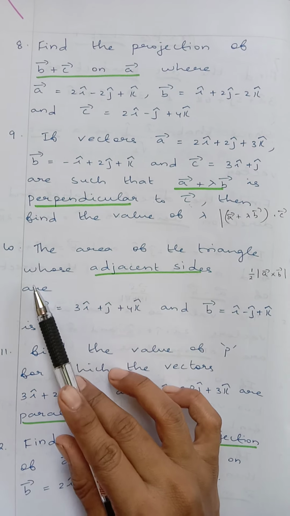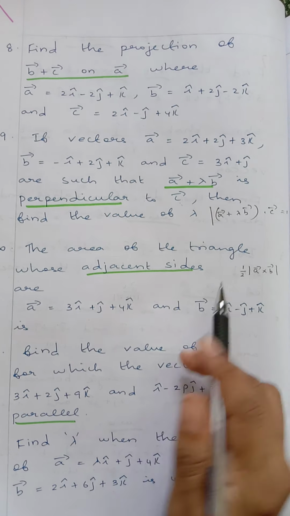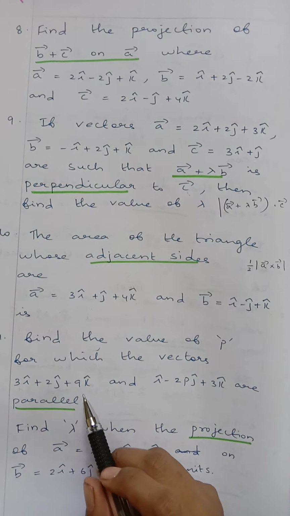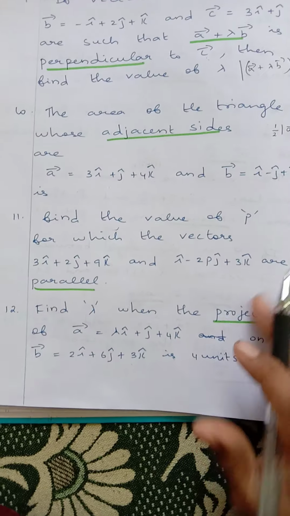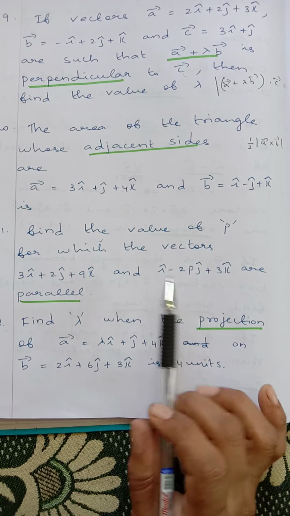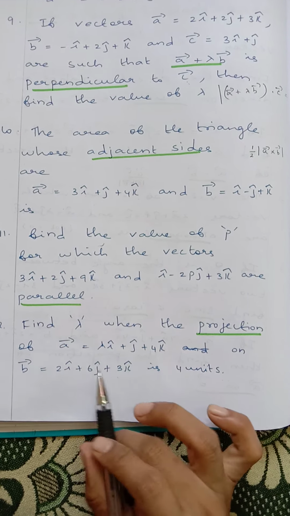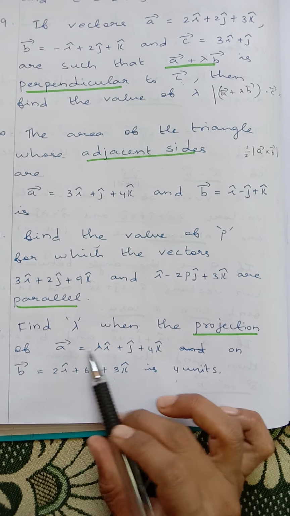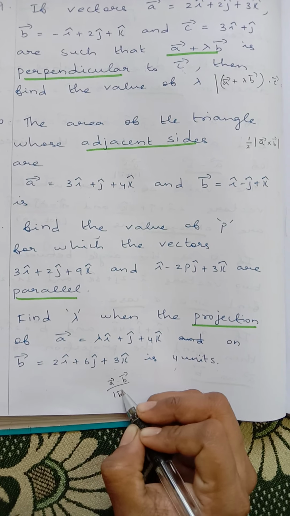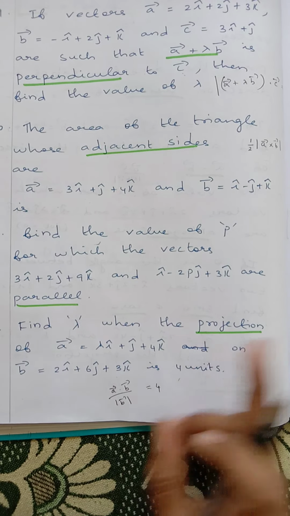Next one is the area of the triangle whose adjacent sides a and b are given: half magnitude of a vector cross b vector. So you can find the area. The next one is they are given two vectors and they are saying those two vectors are parallel. The condition is a1/a2 equal to b1/b2 equal to c1/c2. You can do that. Find lambda when the projection is 4 units. That is the projection of a on b. The formula is a vector dot b vector by magnitude of b vector equal to 4 is given. So you can equate and find the value of lambda.